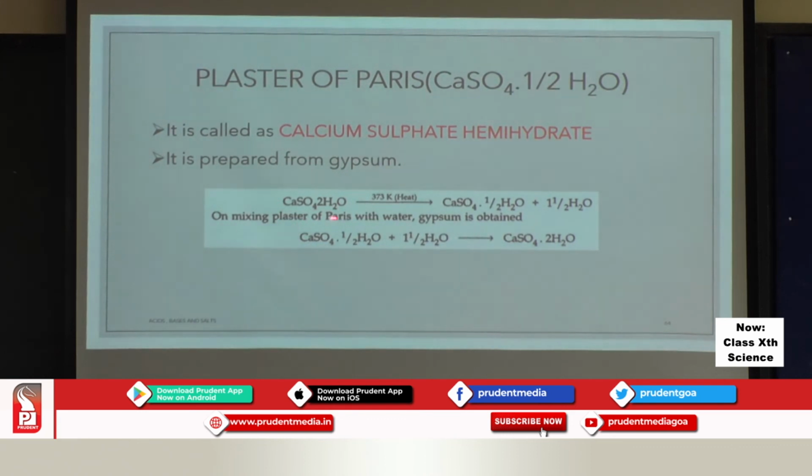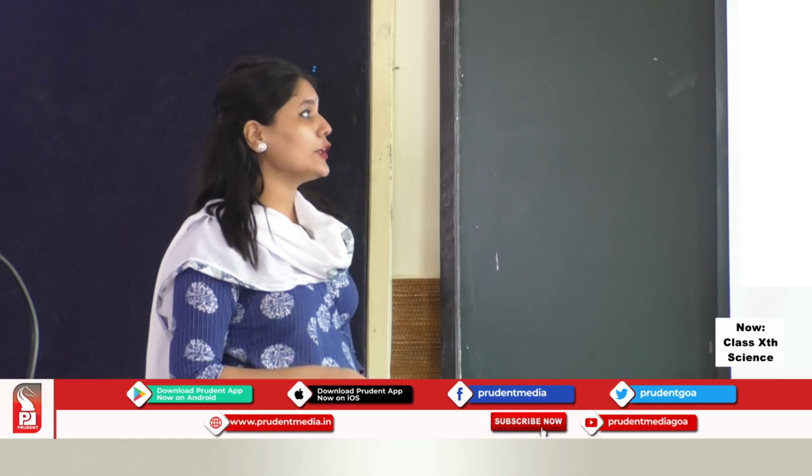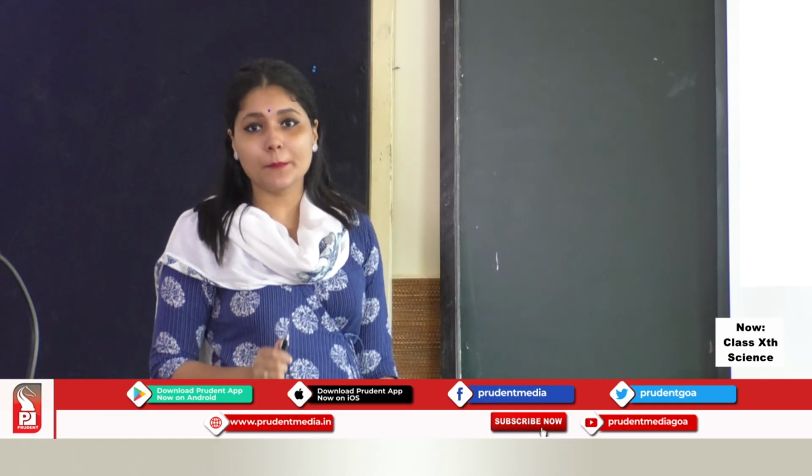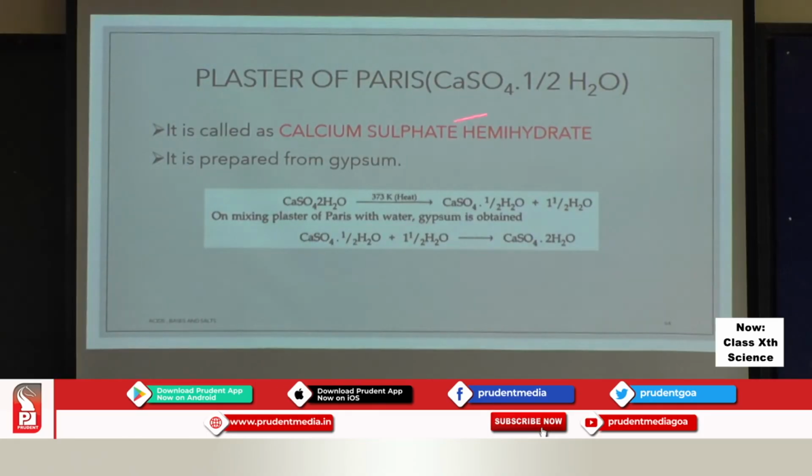Now when you heat gypsum exactly at 373 Kelvin, temperature is very important, because if there is a slight excess rise in temperature, then you are going to get something called dead burnt plaster. So 373 Kelvin is the perfect temperature. When you heat gypsum, it loses water molecules. When it loses water molecules, what are we having over here? Calcium sulfate dot half H2O.